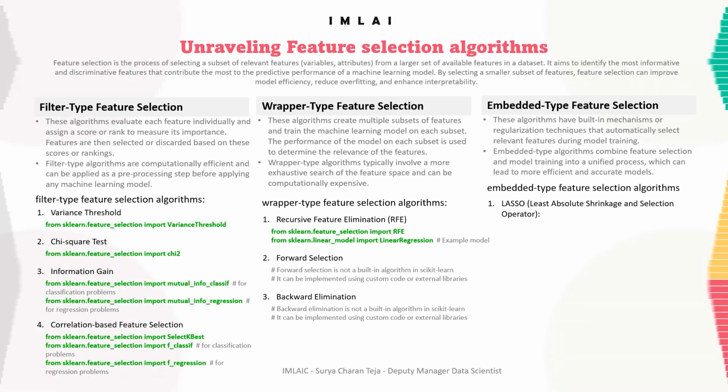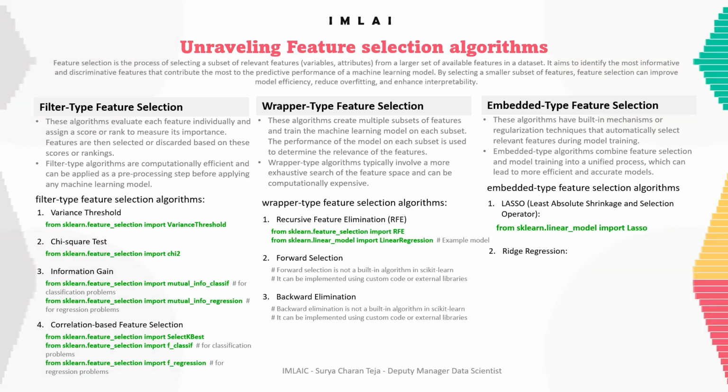Lasso is nothing but least absolute shrinkage and selection operator. This adds a penalty term to the loss function, encouraging sparsity and automatically selecting relevant features. So how do we call it? Again, from sklearn.linear_model import Lasso.